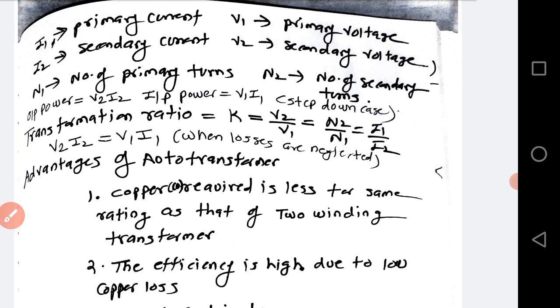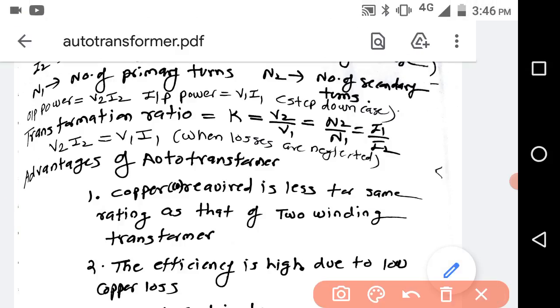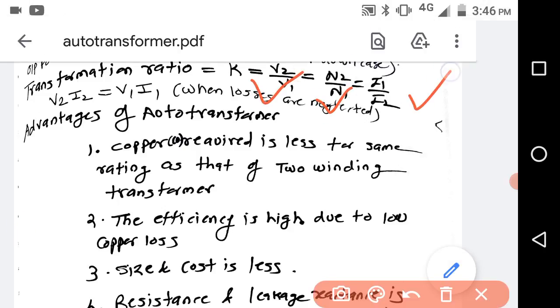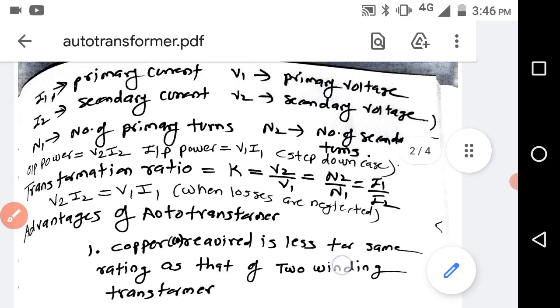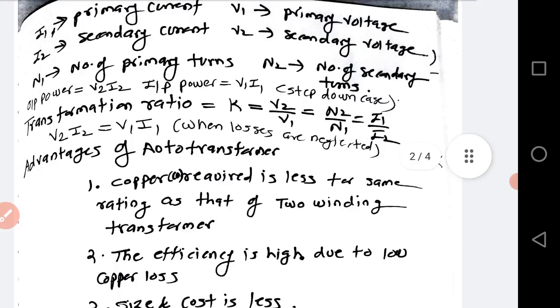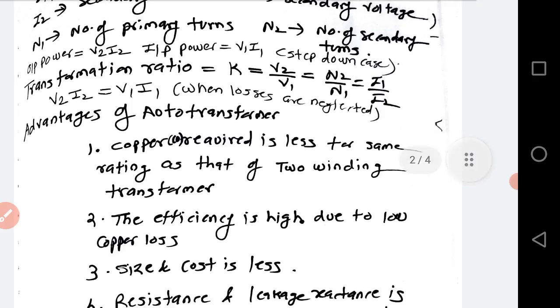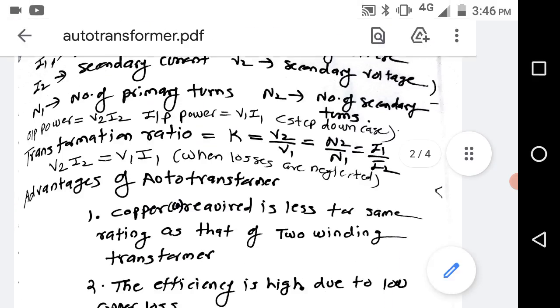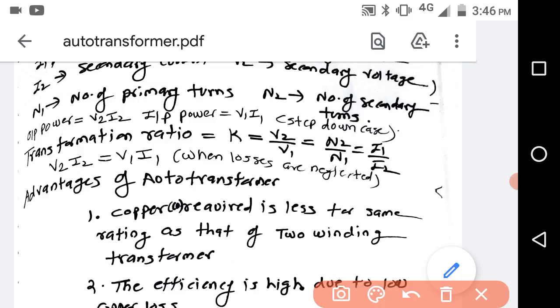So what is the transformation ratio in an auto transformer? It is the same as a two winding transformer, that is, V2 by V1 equal to N2 by N1 equal to I1 by I2. Here V2 is secondary voltage, V1 is primary voltage, N2 is secondary turns, N1 is primary turns, I1 is primary current, and I2 is secondary current. When the losses are neglected, the VA rating of the secondary is equal to the VA rating of the primary. So V2 I2 is equal to V1 I1.